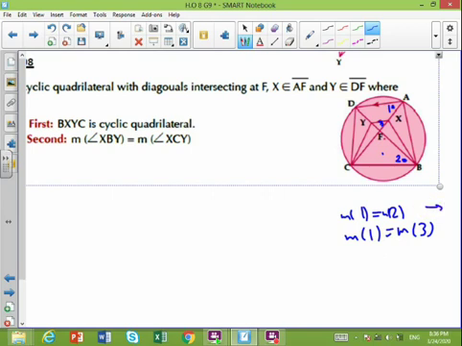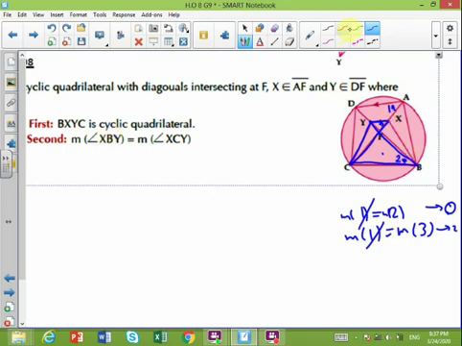If I name this one 1 and this is 2, from 1 and 2, I find that measure of angle 2 equals measure of angle 3, because 1 equals 2 and 1 equals 3. So 2 will be equal to 3. If we look at them, you will find that their names are YXC and YBC, and they are on the same base YC and on one side of it, so YXBC is a cyclic quadrilateral.